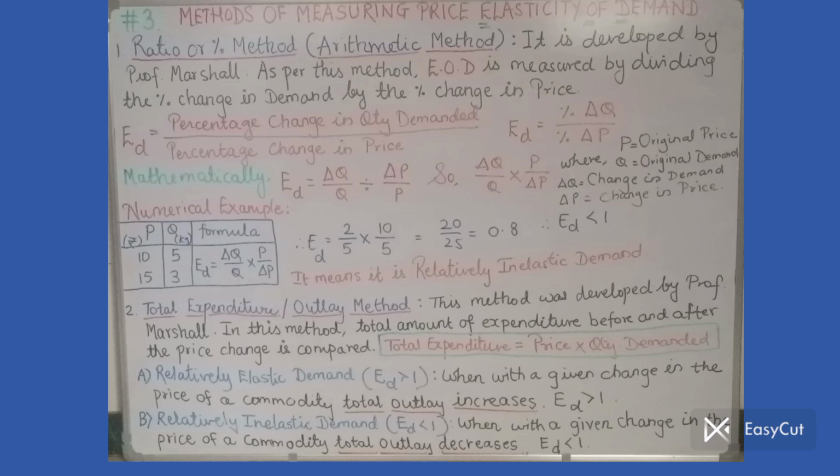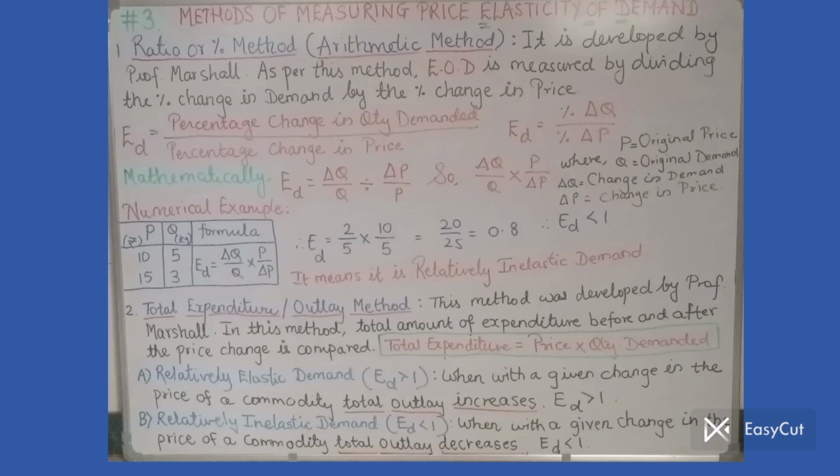This method was developed by, again, Professor Marshall. In this method, we compare the outlay, the money spent by the consumer, or the consumer expenditure. So in this method, the total amount of expenditure before and after the price change is compared. What are the changes observed in the expenditure? Whether the expenditure has risen or whether the expenditure has fallen. That amount is compared here in this method.